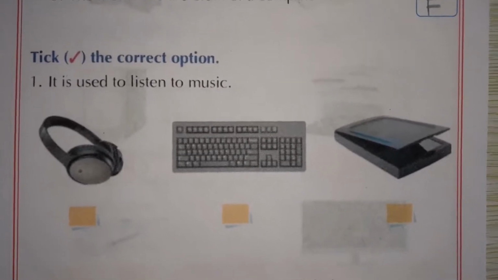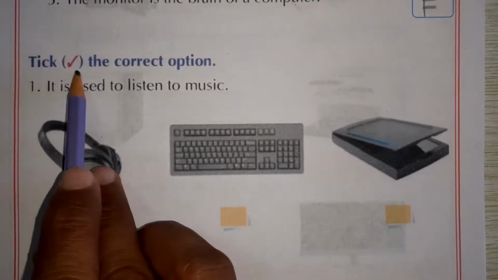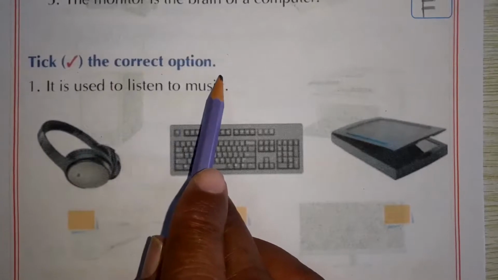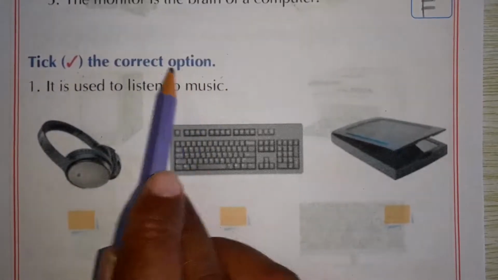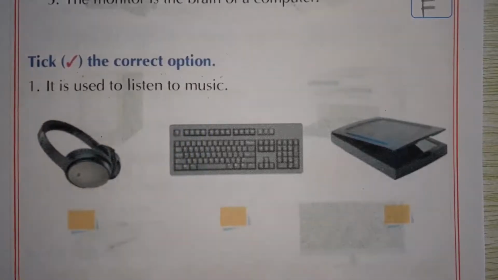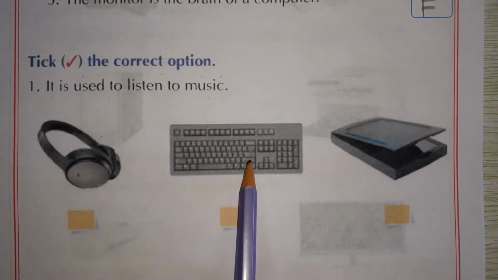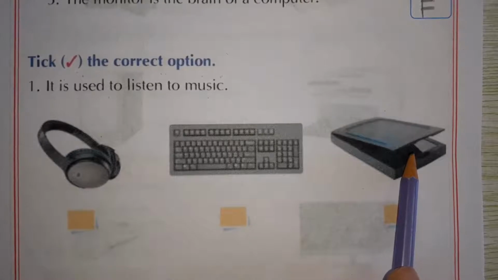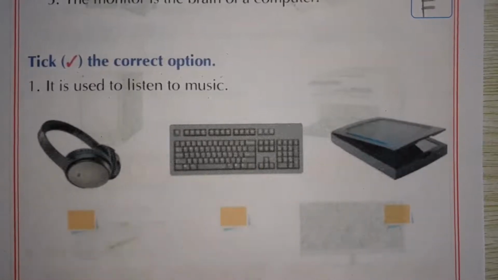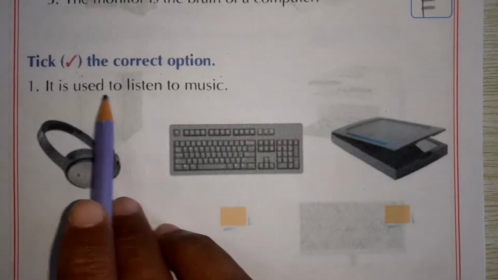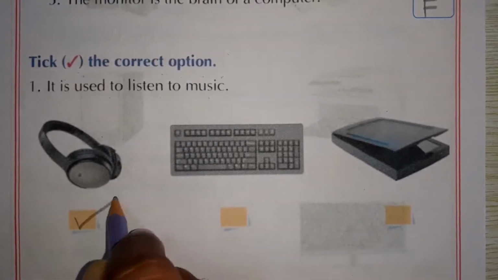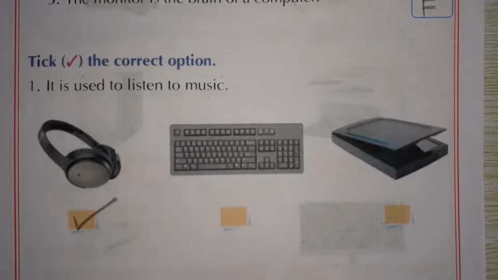What is the next question? C. Tick the correct option. It is used to listen to music. Who is used to listen the music? Headphone, keyboard or scanner? What we do with the keyboard? Keyboard is used for typing and scanner is used to store the image. Then headphones. Headphone is used to listen to music. So this is the correct option. You tick here. Understand? Now next.